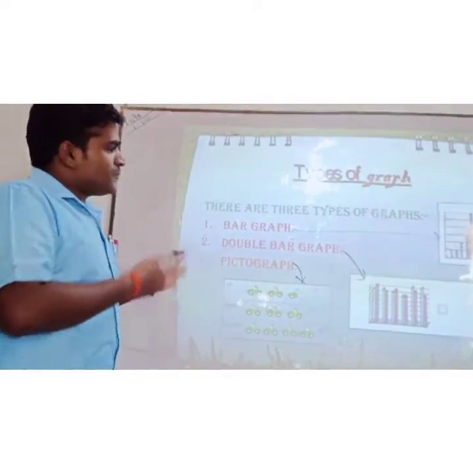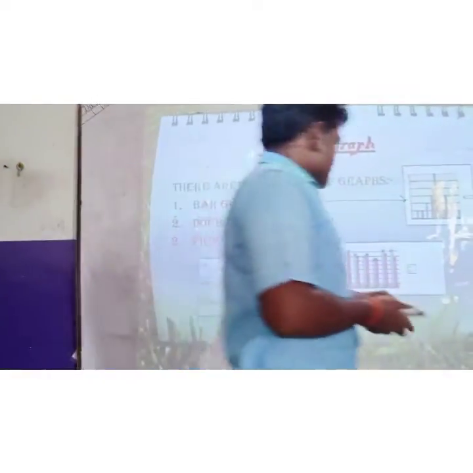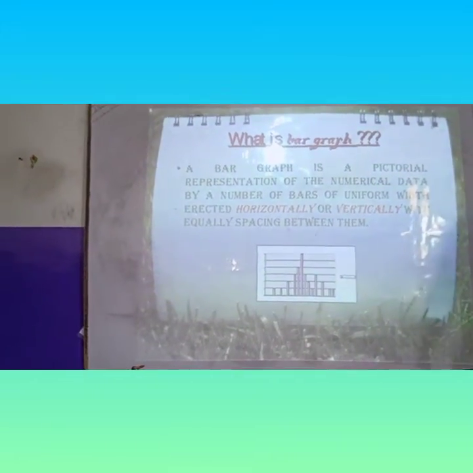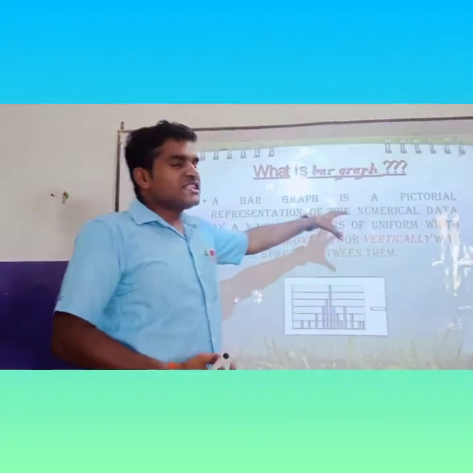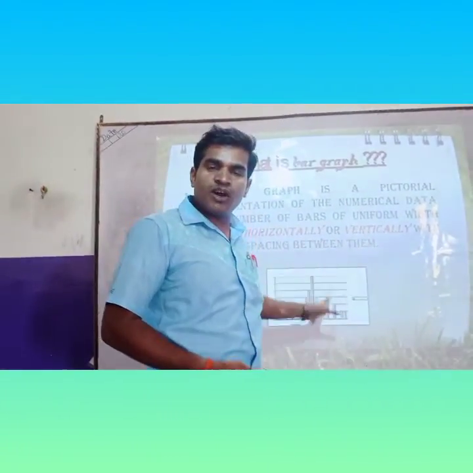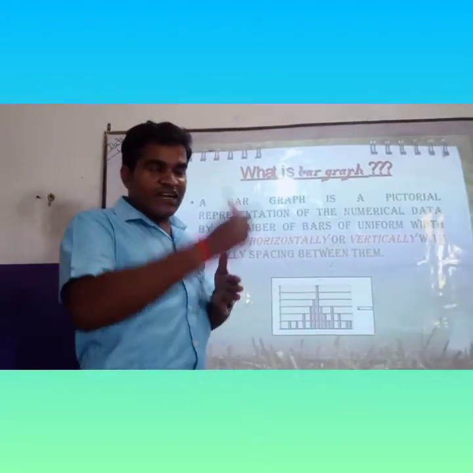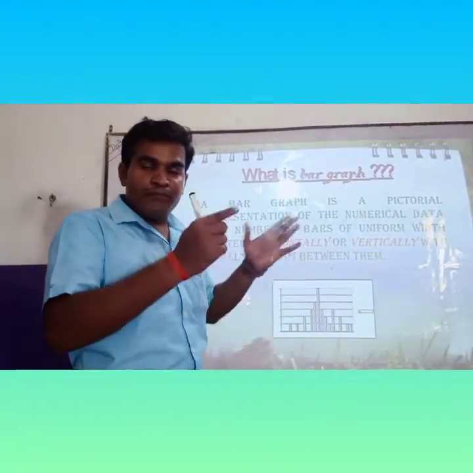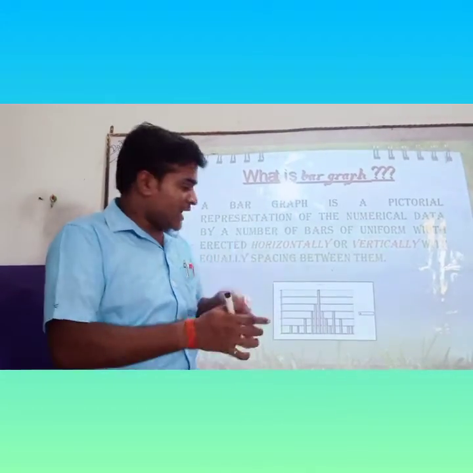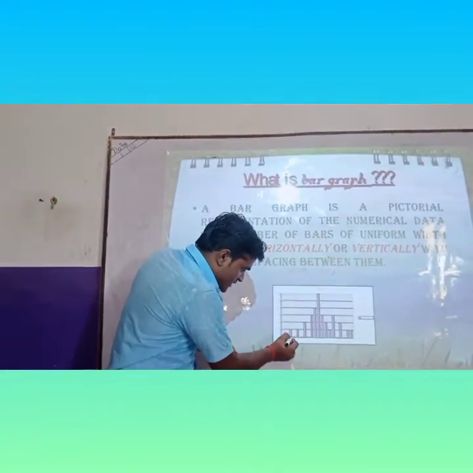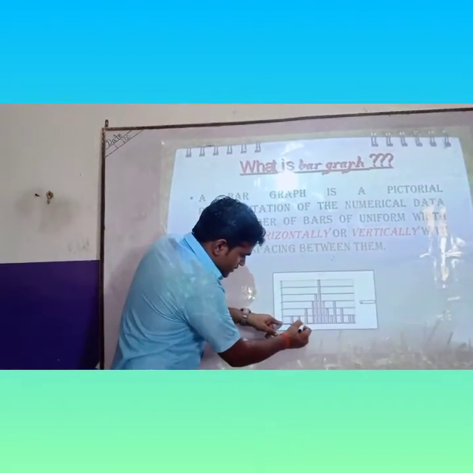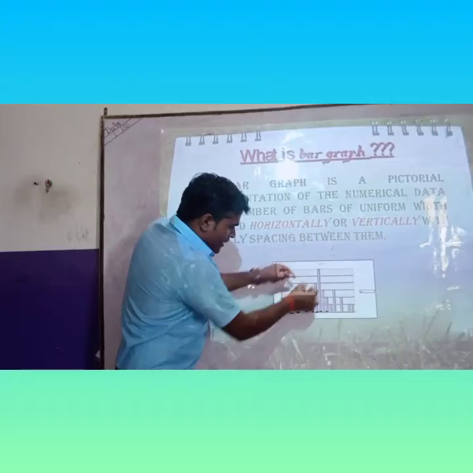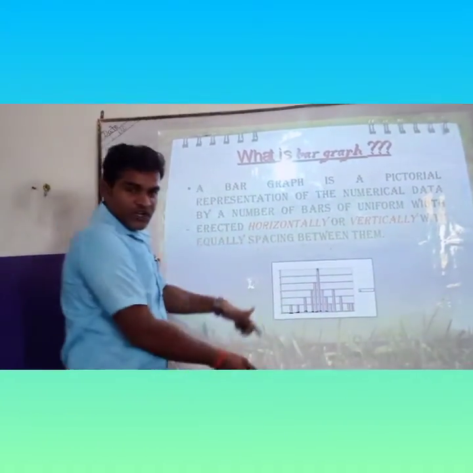So children, what is a bar graph? A bar graph is a pictorial representation of numerical data in the form of rectangles. These rectangles are called bars, with equal width and varying height. When we observe this, this is the bar in rectangle form, its widths are equal, but the varying height means the heights are different.